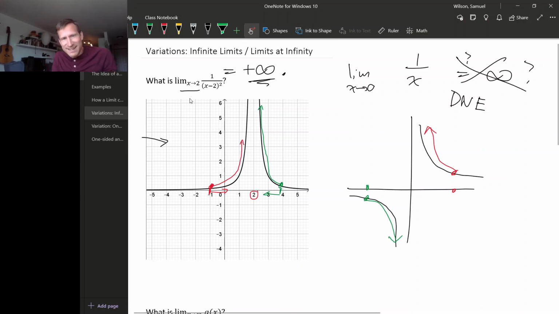All right, you can see that didn't happen in this first example because this squared here makes it so that the graph goes up on both sides.